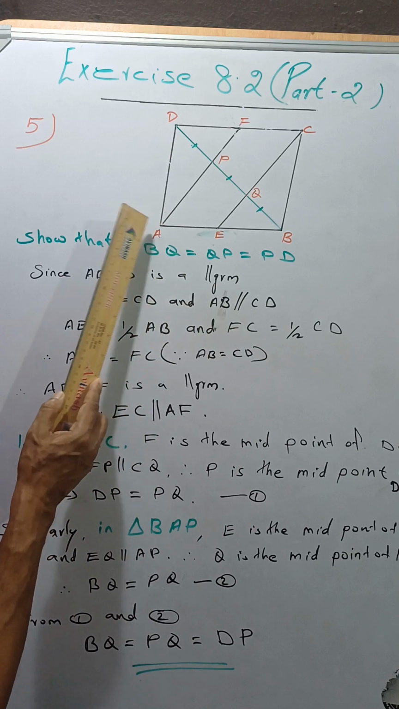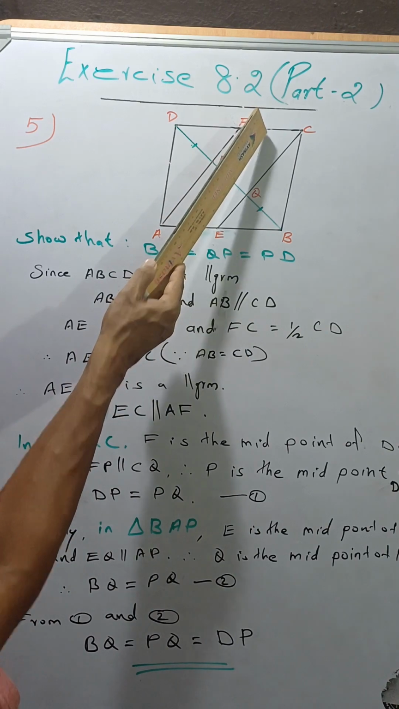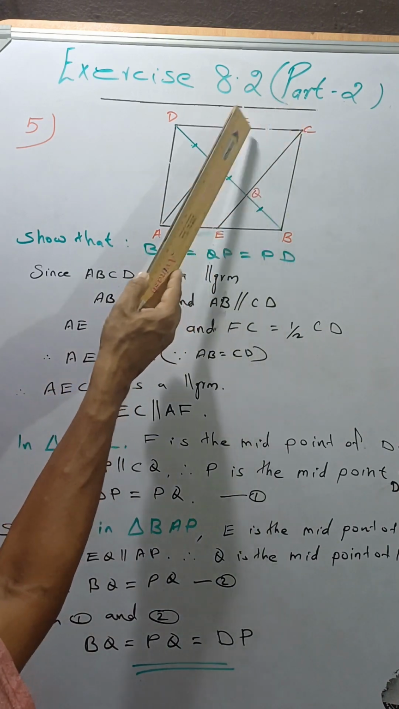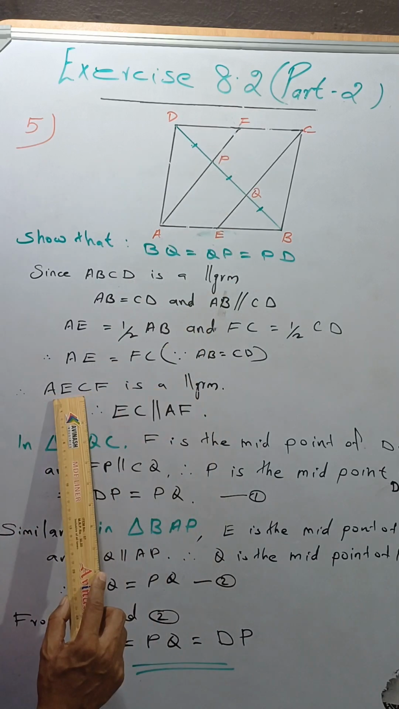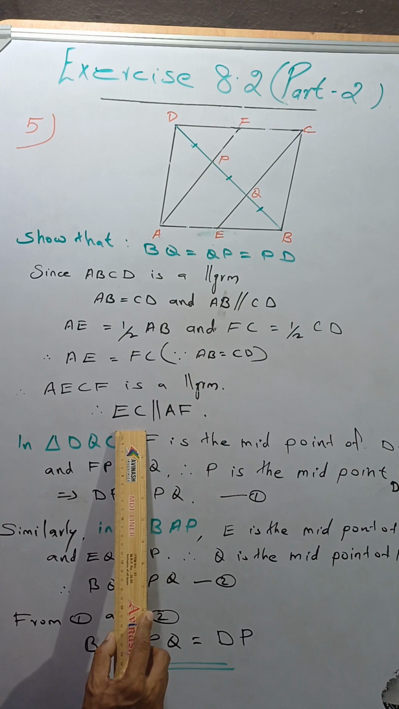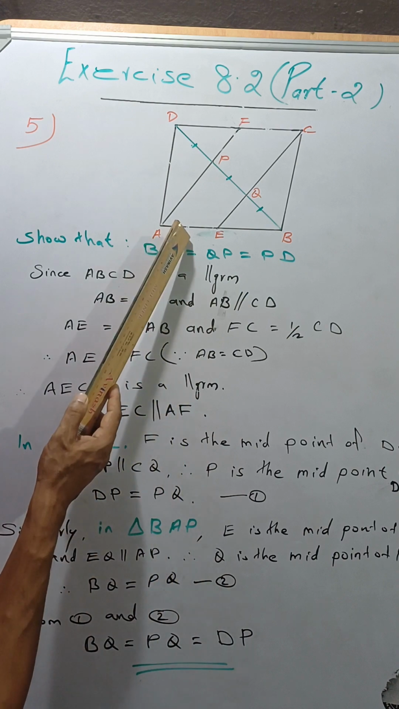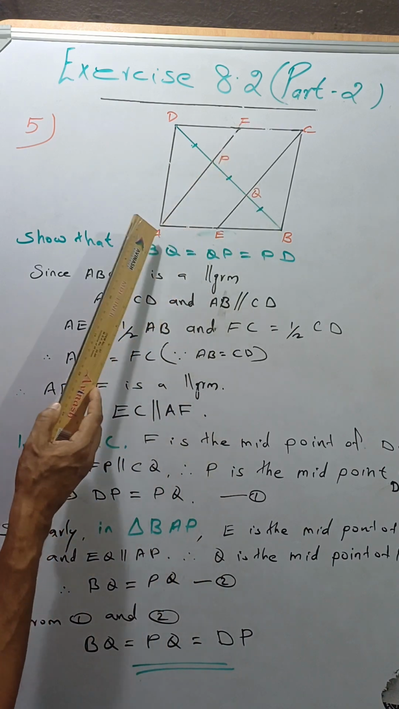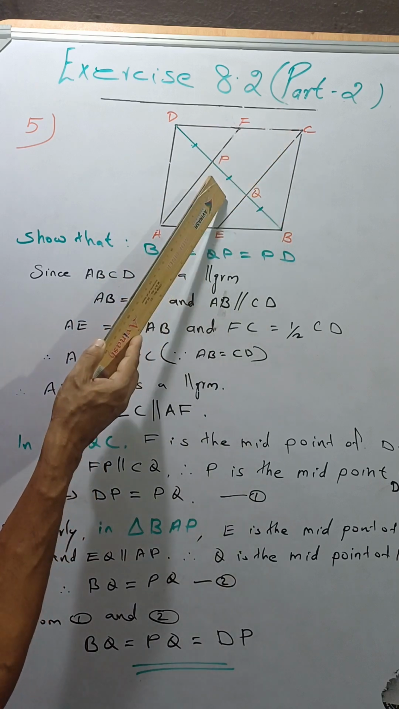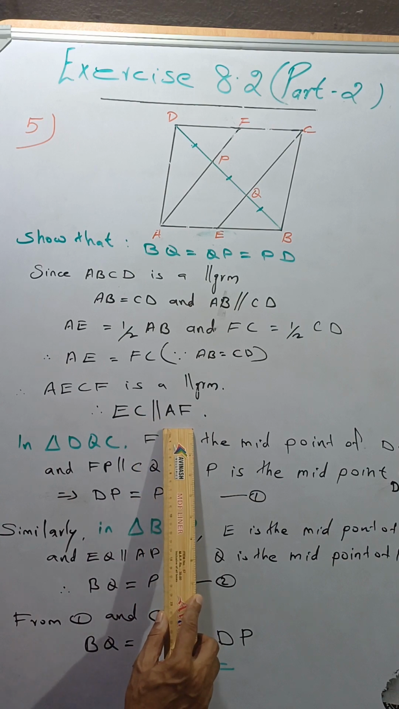If we take this quadrilateral AECF, opposite sides are parallel and equal. Therefore, we can say AECF is a parallelogram. If it is a parallelogram, we can say AF is equal to EC, and AF is parallel to EC.